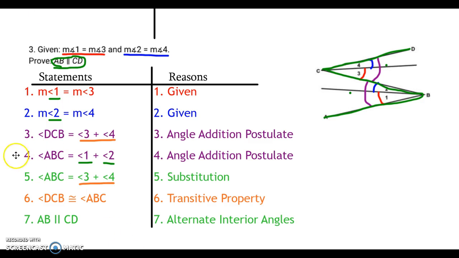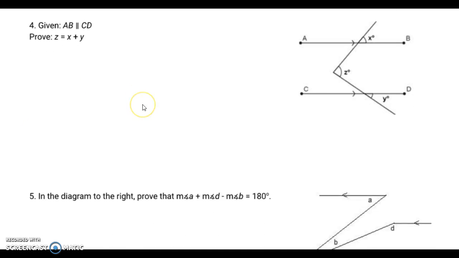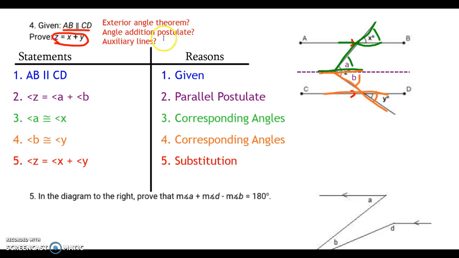Not bad. Taking a look at the next page, this is a proof that asks us to prove that Z is equal to X plus Y. Pause the video and I'll show you the correct proof. For this proof, you should have started by annotating, circling the proof, and writing down some ideas. We ended up using the auxiliary lines idea. We know that AB is parallel to CD.